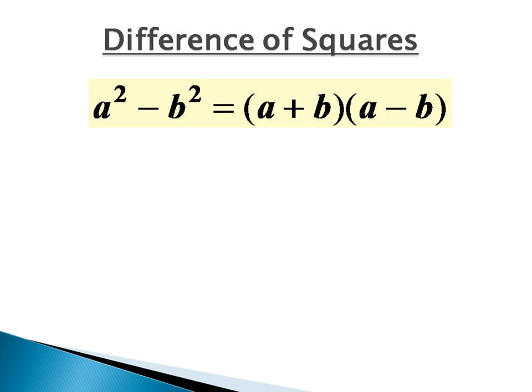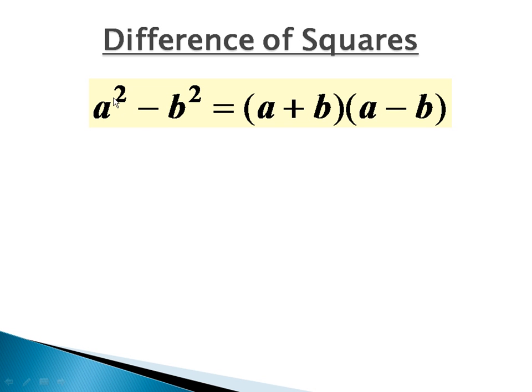The difference of squares looks like this. You have a squared minus b squared. It is a binomial. It has a minus sign in the middle, and you can find the square root of both a squared and b squared. So these are considered perfect squares.